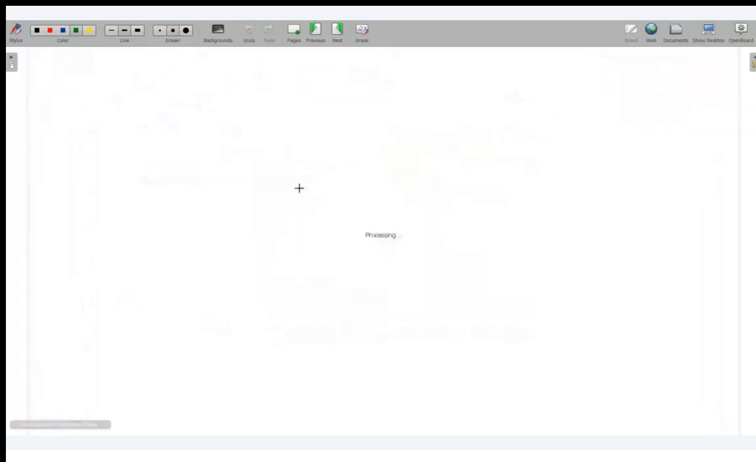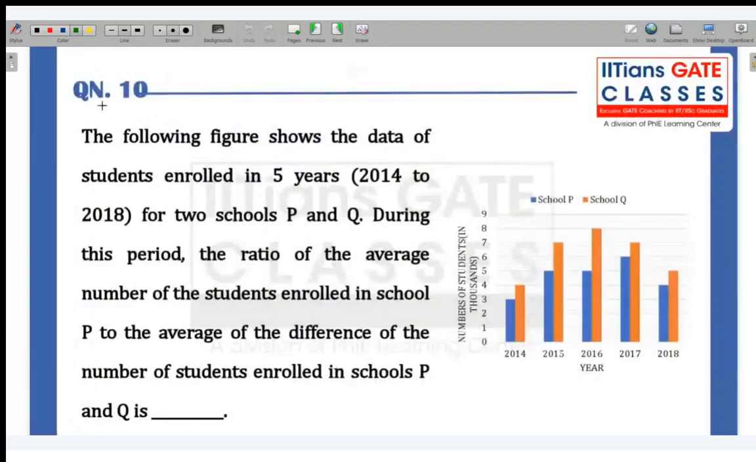Okay, so this question is based on DI, data interpretation. The following figure shows the data of students enrolled over 5 years, from 2014 to 2018. These are the bar graphs given, with blue for school P and yellow for school Q. There are two schools, P and Q, and during this period, the ratio of the average number of students.